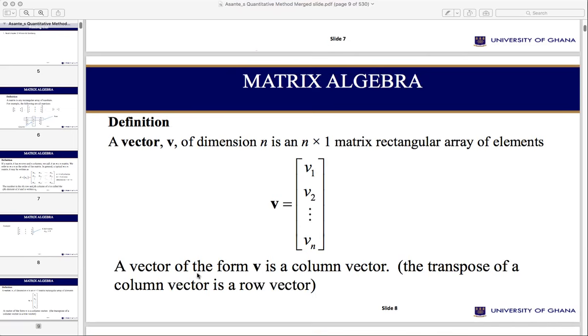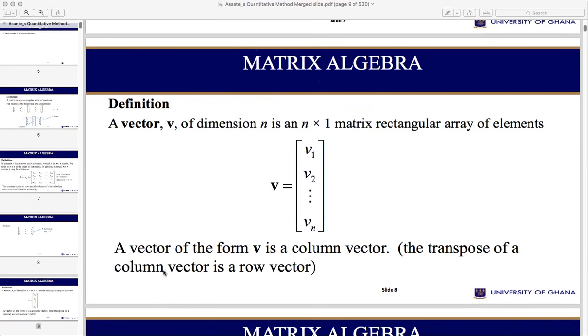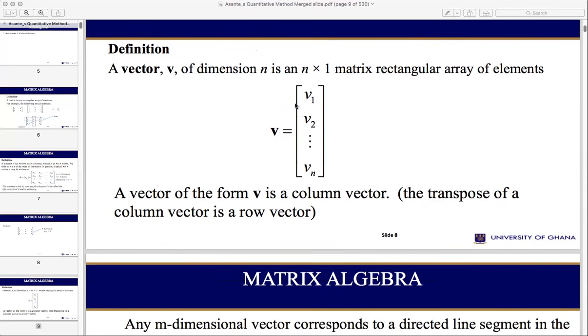So a vector of the form V is a column vector. The transpose of a column vector is a row vector. When we reach transposition, you will see that when you transpose any matrix, the row will become column and the column will become row. It's like turning it upside down. So instead of it being V1, V2, this, it will tend to be like this.